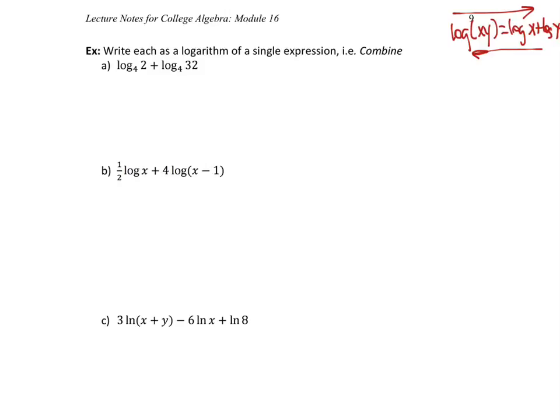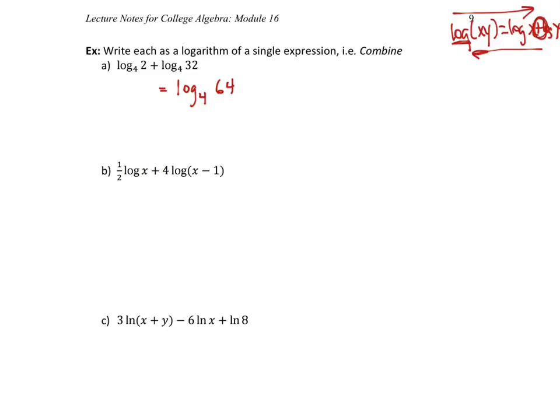If you see a sum, you can turn it into a single logarithm as a product, which is exactly what I'm going to do on this example right here. I'm going to take log base 4 of 2, and since it says write each logarithm as a logarithm of a single expression, in other words, combine, then I'm going to take these two, two separate logs but the same base, that are added together. I'm going to multiply their insides. This is the same thing as log base 4 of 2 times 32, which is 64.